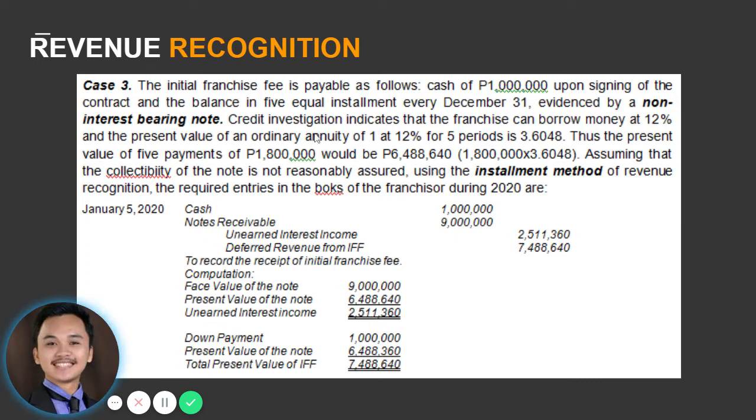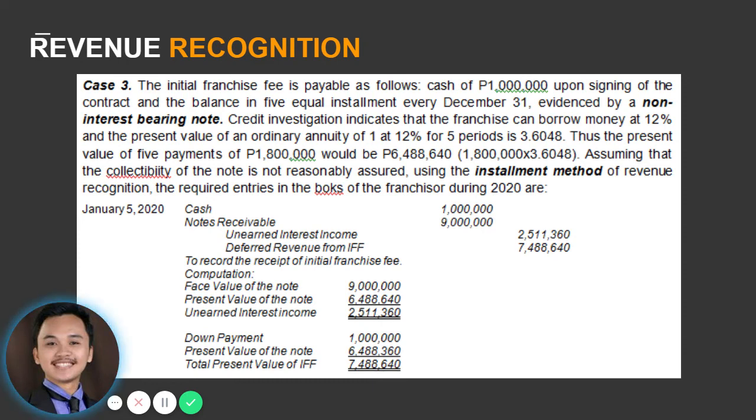Thus, the present value of the 5 payments will be 6,488,640, from 1.8 million times 3.6048, because the annual installment will be 1.8 million, from 9 million divided by 5 years. So therefore, the payment is 1.8 million, multiplied by your present value factor of 3.6048 for 5 years using a 12% interest rate. So therefore we have a total present value of 6,488,640.